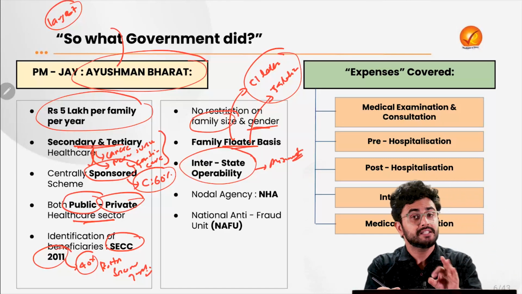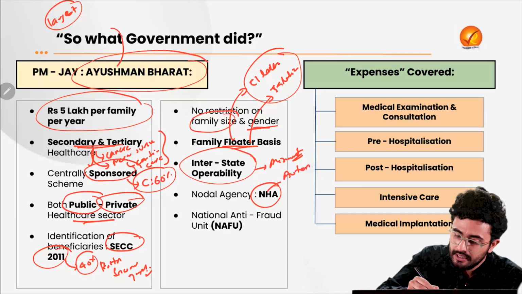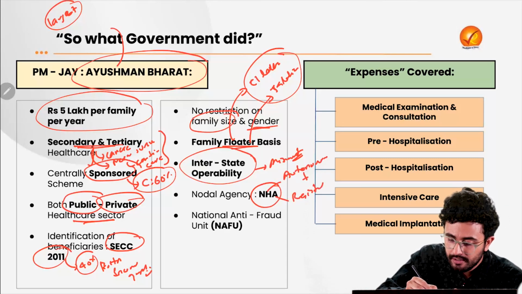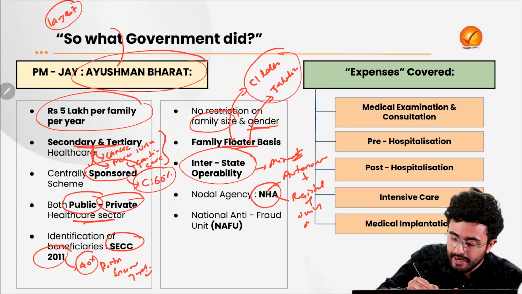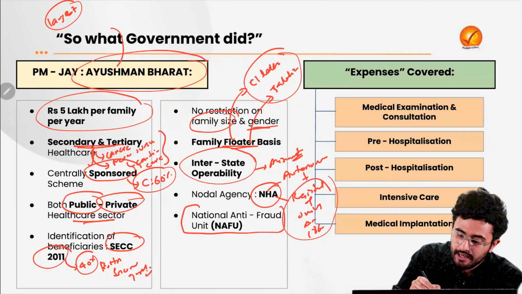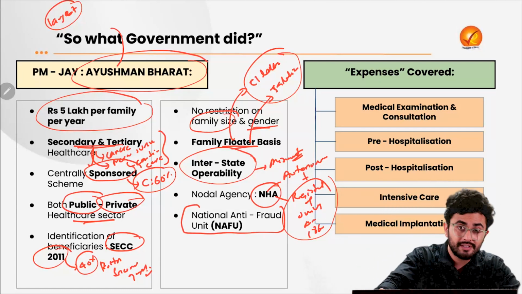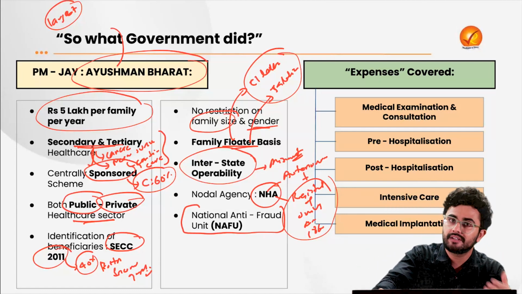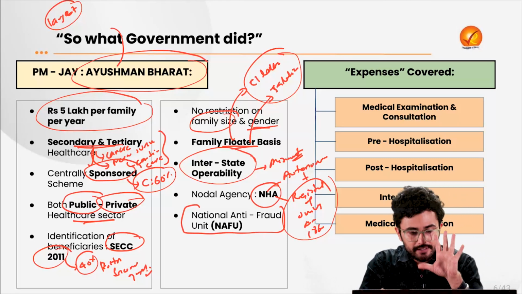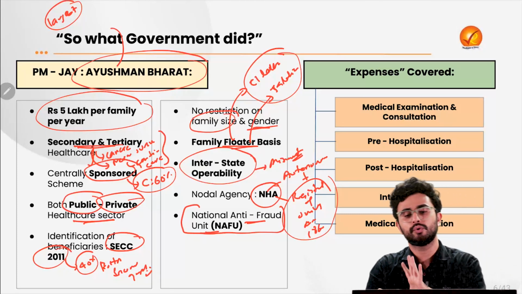The nodal agency which implements this scheme is the National Health Authority, which is basically an autonomous body, and that has been created under the Registration of Societies Act 1860. And to prevent any kind of fraudulent activities, such as, for example, even though I do not fall in the poor bracket and I still make some documents to get this free healthcare access, there exists a unit to tackle that, and that is the National Anti-Fraud Unit.